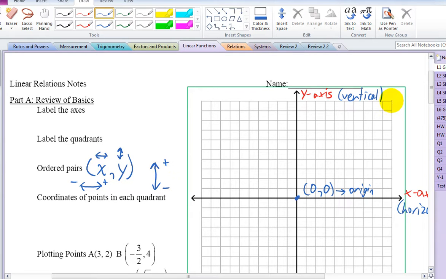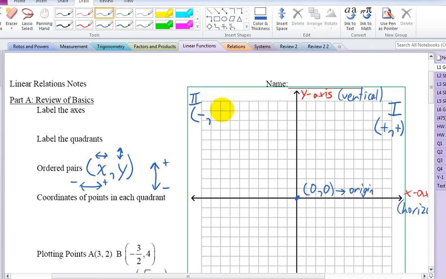The quadrants. This section here is quadrant 1. In that section we have positive x values and positive y values. So I show that by having the plus sign where the x and the y are. Going counterclockwise, we have quadrant 2. That has negative x values now because we're on the other side of 0.